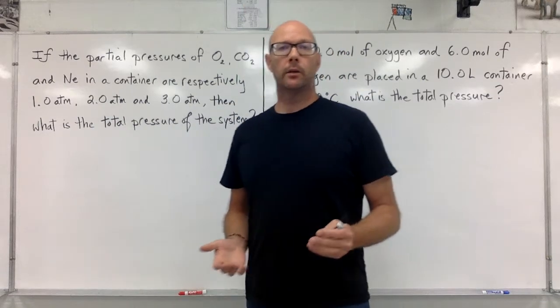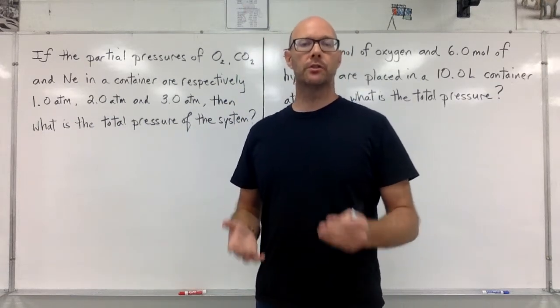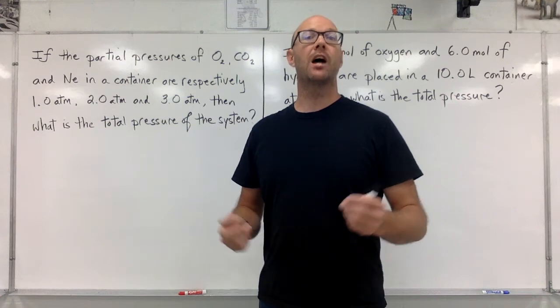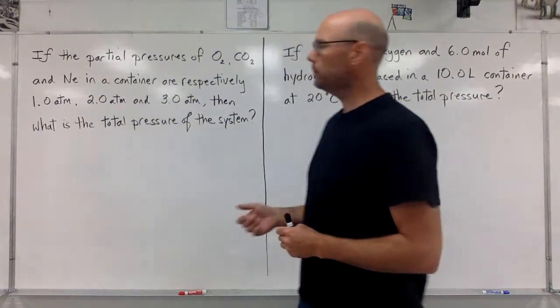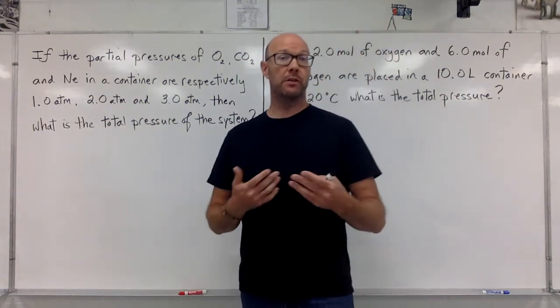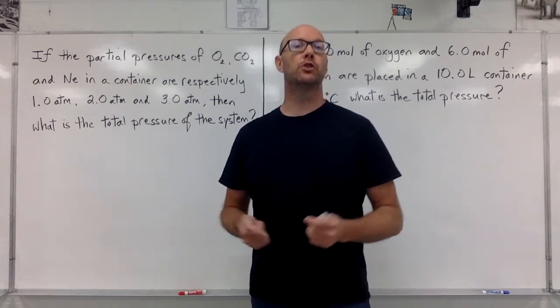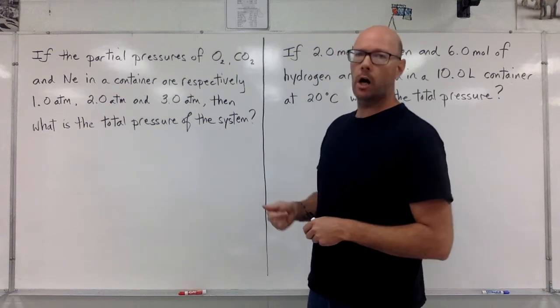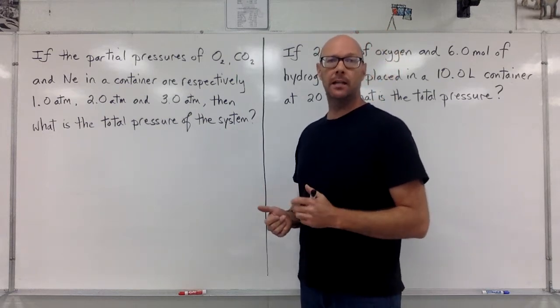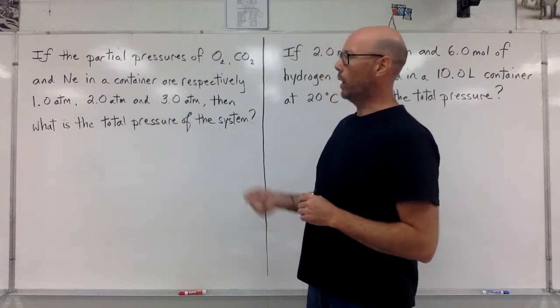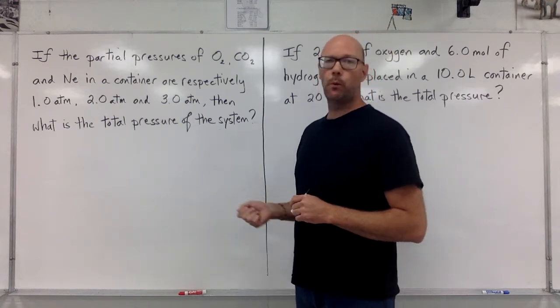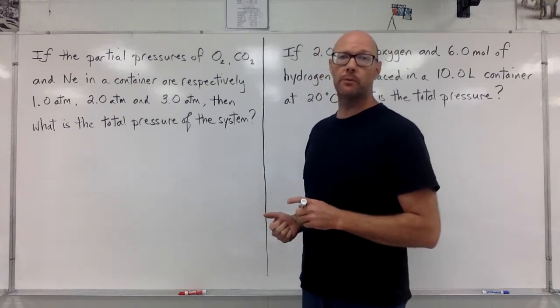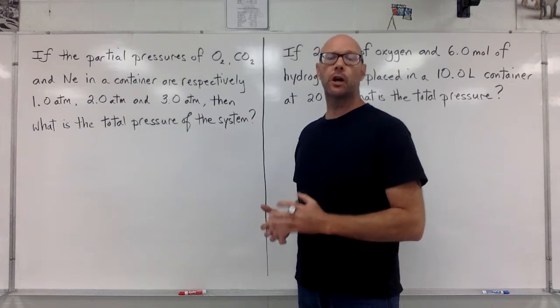Hi everyone. Here are some examples of Dalton's law of partial pressure style questions. Dalton's law comes in a bunch of different variations, and these are two of them. If the partial pressures of oxygen, carbon dioxide, and neon in a container are respectively 1.0 atmospheres, 2.0 atmospheres, and 3.0 atmospheres, then what is the total pressure of the system?